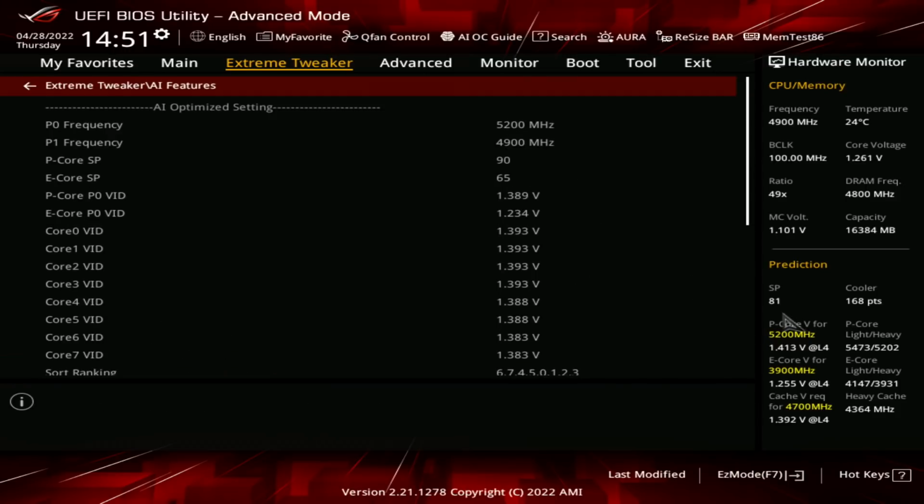Anyway, the way the SP rating is pretty much created is that Asus takes the VID table of your CPU, which you can see here, like we have P-Core P0 VID of 1.389, and then the E-Core VID of 1.234, and then the individual per core VIDs of 1.393 down to 1.383, and a few things in between, I guess. So you have these VID voltages. Asus basically does some math with these voltages, and that spits out an SP number. So that's how that works.